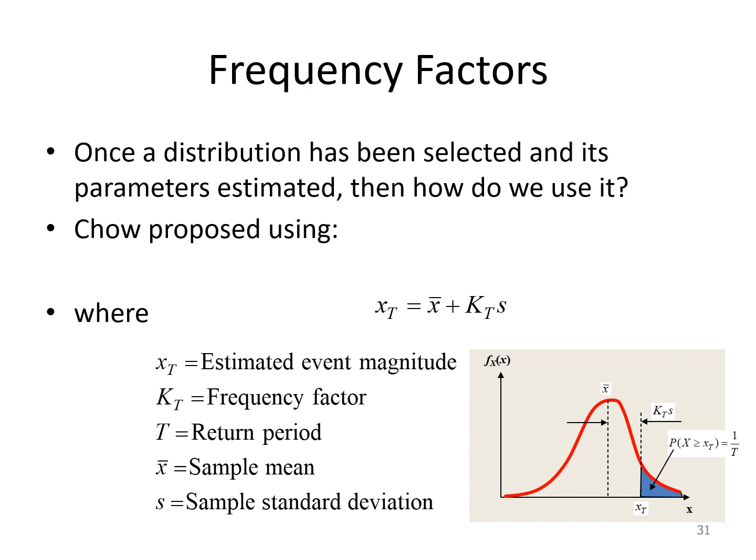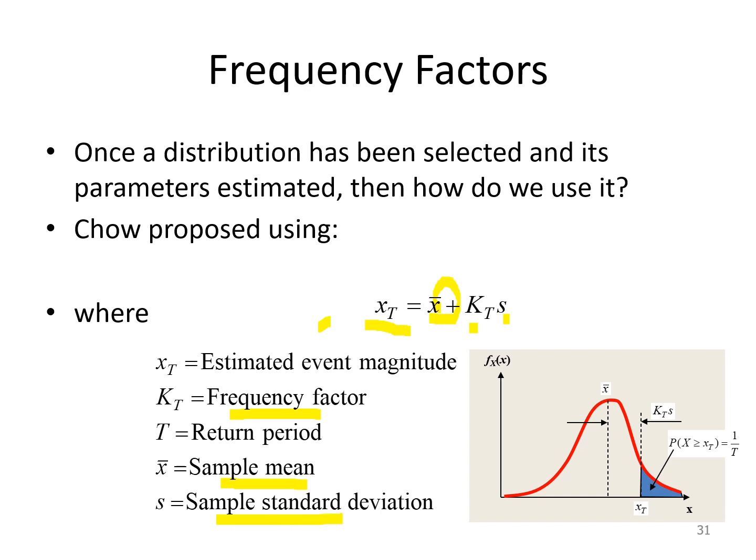XT equals X bar plus KT times S. XT is the estimated event magnitude, for example if you want a 10-year return period, so this is the 10-year rainfall. X bar is the sample mean, the average, KT is the frequency factor, and S is the sample standard deviation.